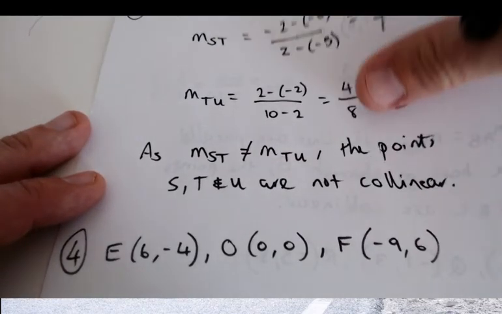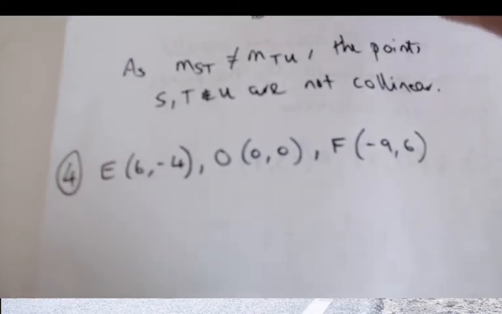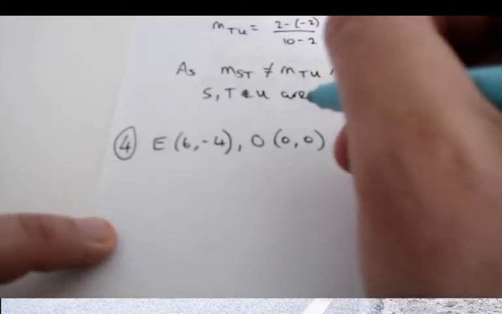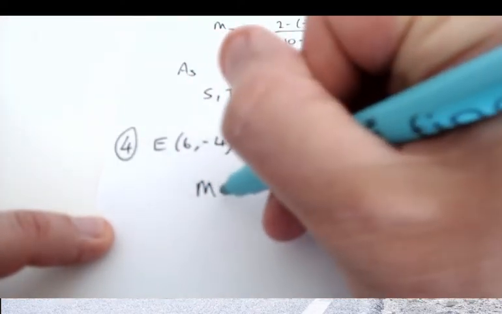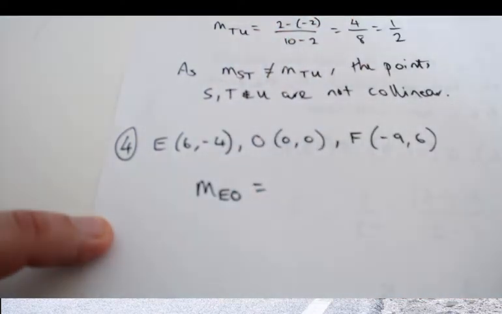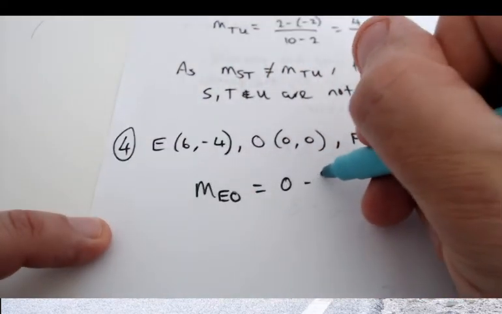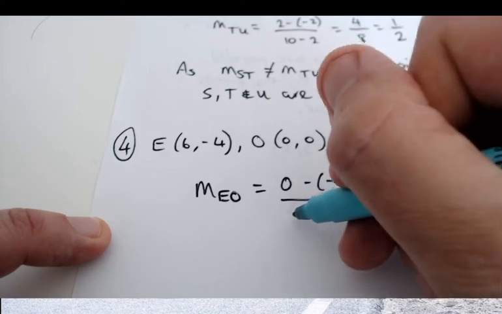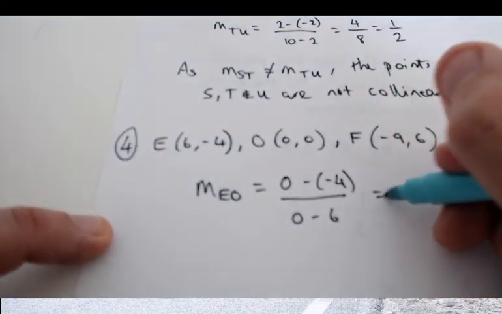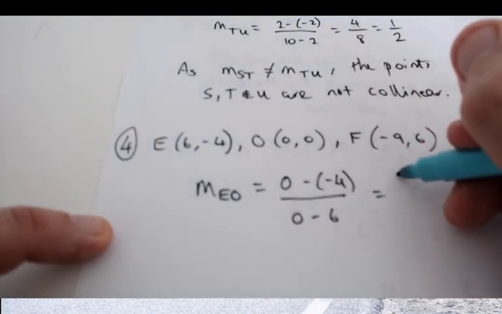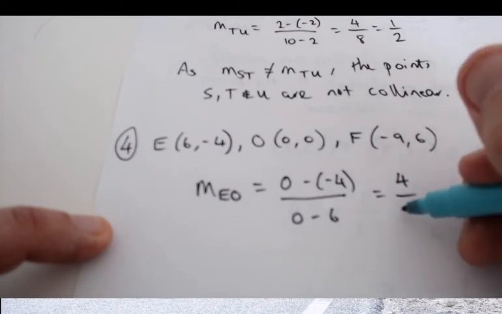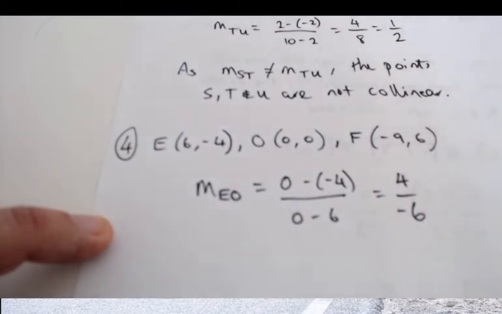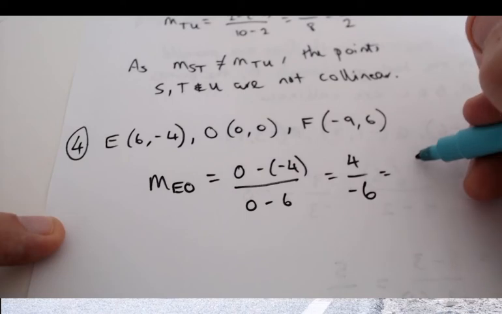Last one. Oh, I bet you a fiver this is going to be collinear. So we're going to go EO, the origin. So that's going to be 0 take away minus 4, 0 take away 6. 0 take away minus 4 will give me 4, 0 take away 6 will give me minus 6. Now 4 over 6 will simplify to make 2/3.